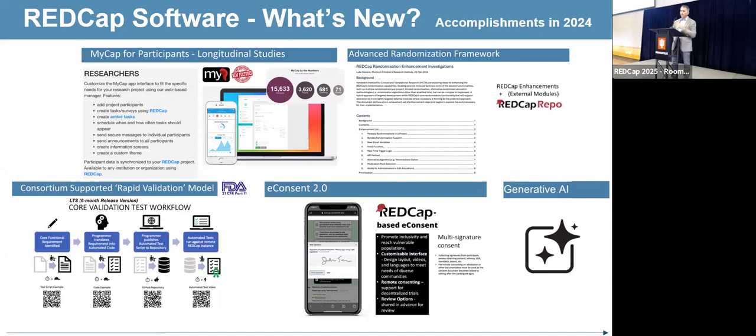We set up, with a lot of help from the consortium and some real dedicated resources from Vanderbilt as well through the program grant called the Trial Innovation Network, what we call a rapid validation framework. So being able to stand up a REDCap installation and use it to support the very rigorous requirements of FDA trials. There's a validation guideline called 21 CFR Part 11.